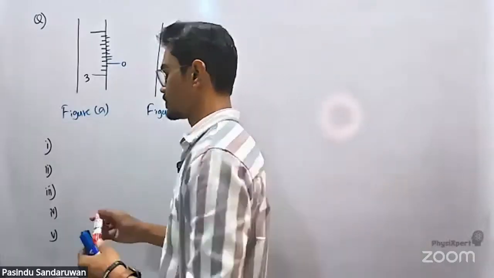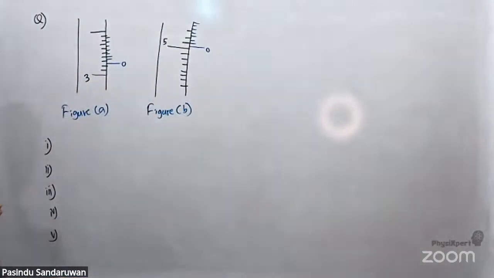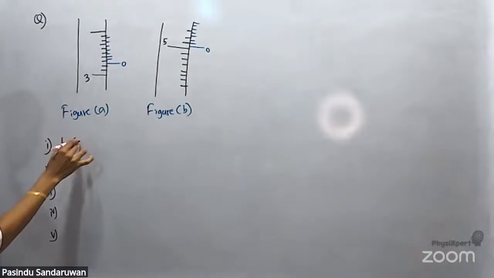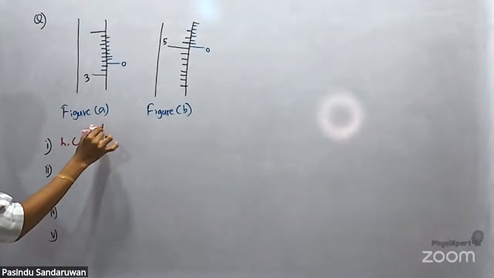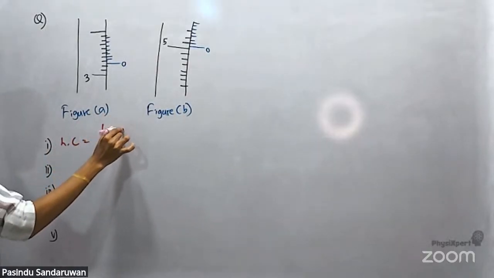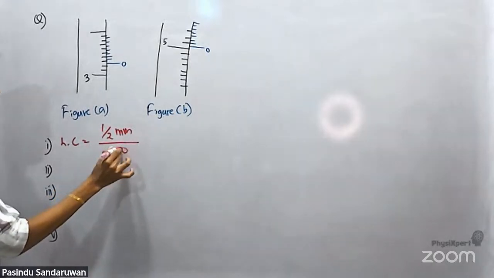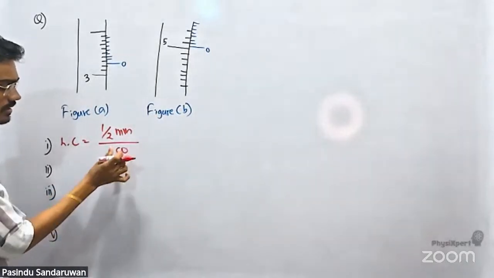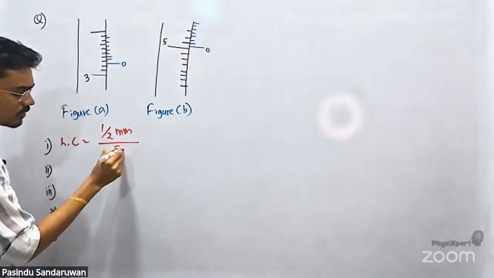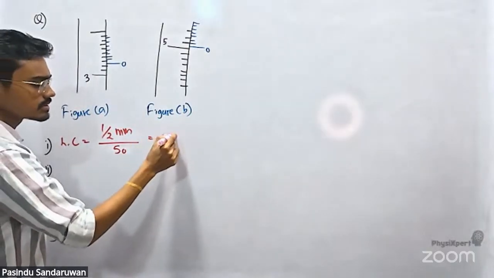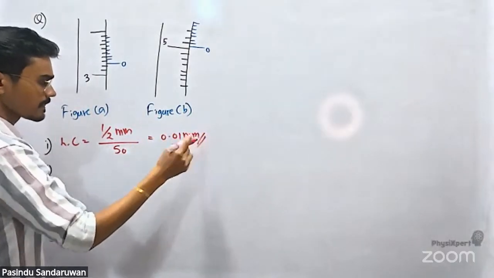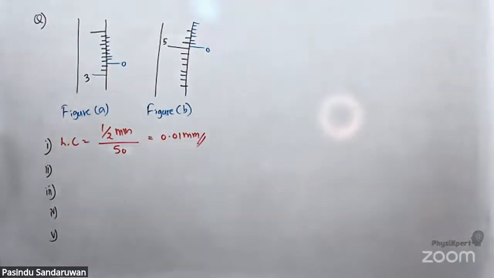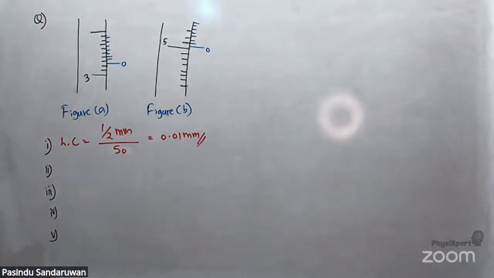First one. This count is easy. One main scale division is half millimeter. So the number of vernier scale divisions, half over 50, gives 0.01 millimeters. Second one. Reading here.